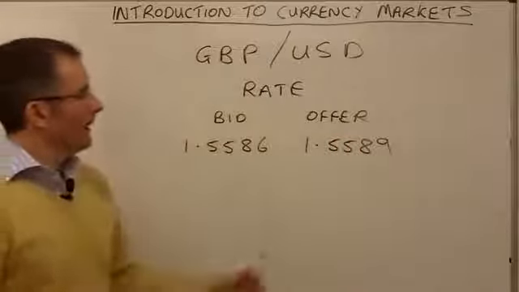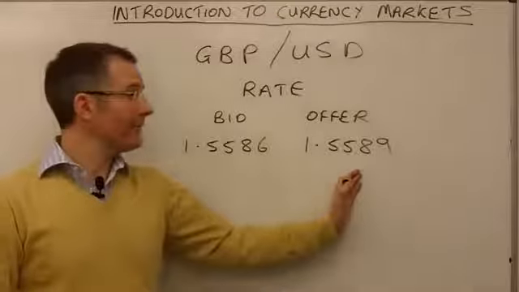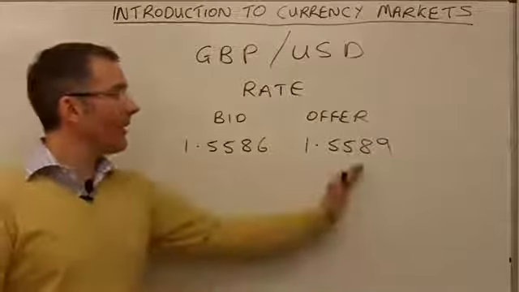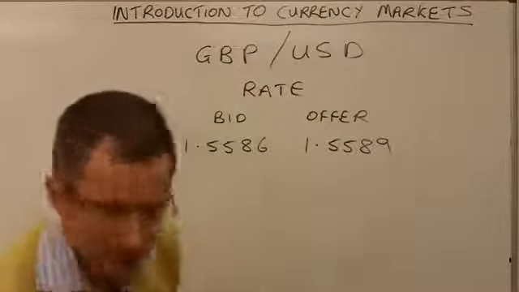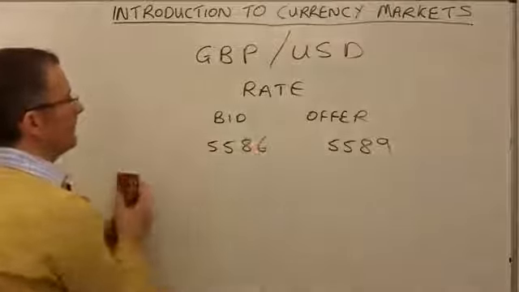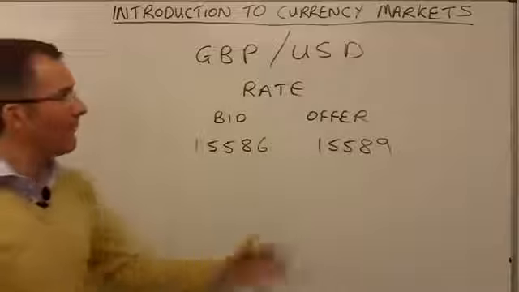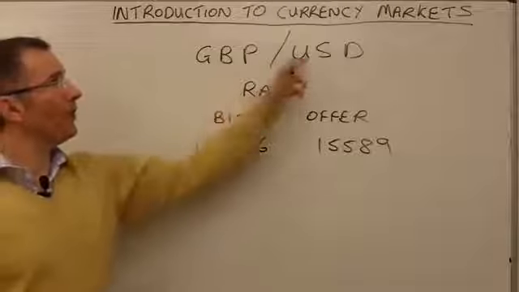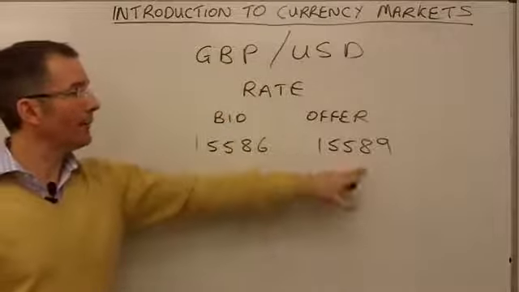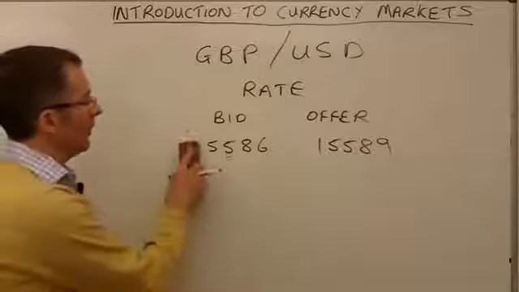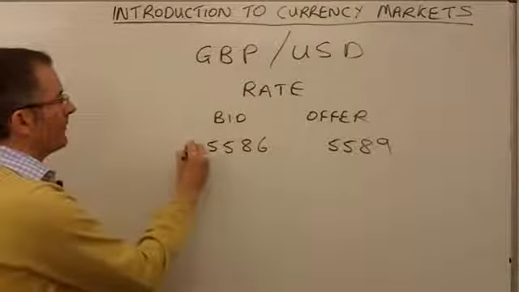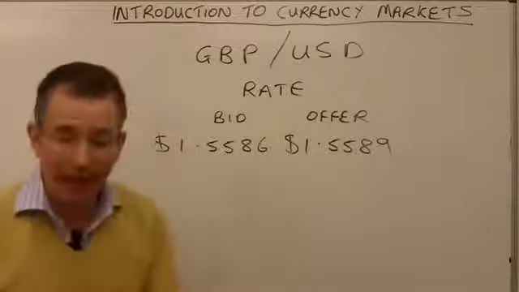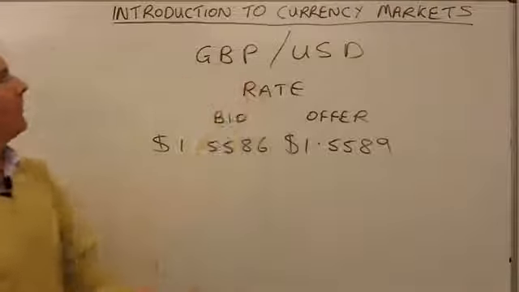1.5589. Now, on a screen, it won't necessarily say that this is a dollar rate. It may just appear like that. It may even appear like that. But everybody knows that this is a currency quote. Once you know that you're dealing with this pair, you know that these are dollar amounts. And so let's just turn that into, for the sake of this example, something that looks a bit more normal. So it's dollar rates.